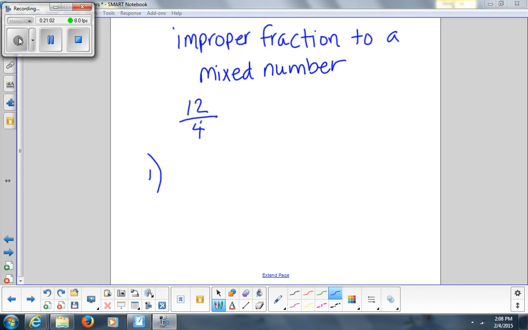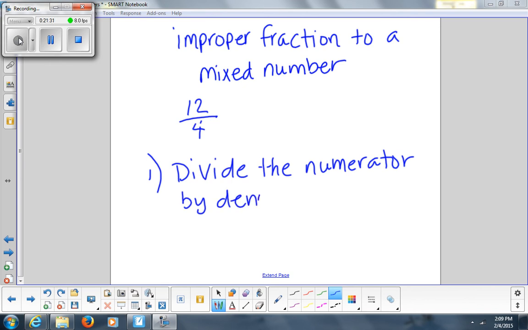Okay, so step 1. I'm going to divide the numerator. What's the numerator? The one on the top. I'm going to divide the numerator by the denominator, which is the bottom number. In this case, I'm going to divide 12 by 4.